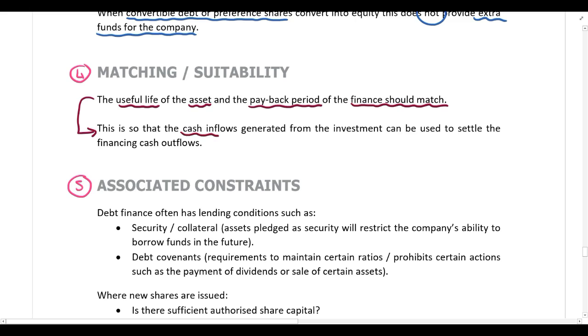This is so that the cash inflows that are generated from using the asset or from the investment can be used to settle the financing cash outflows. Guys, you don't want a situation where you have an asset that has a useful life of 10 years, but you get finance which has to be repaid within 2 years, because there's a chance that you won't have raised enough money yet from using that asset to pay back the finance. So that's a situation that you definitely don't want. You want the useful life of the asset and the payback period of the finance to match so that you can use the money that you generate from that asset in order to meet the financing commitments.